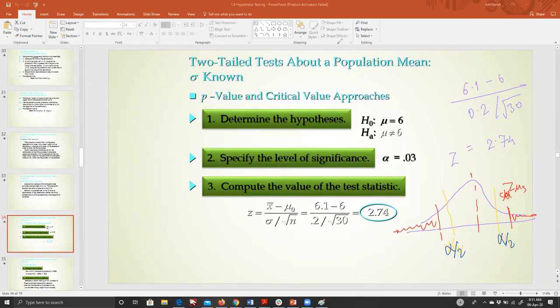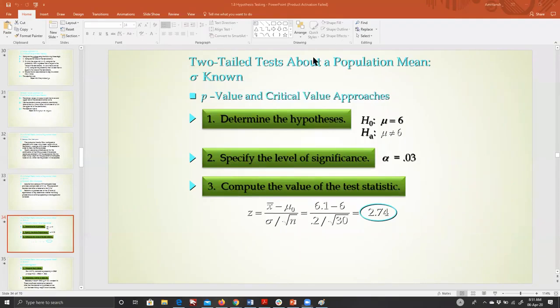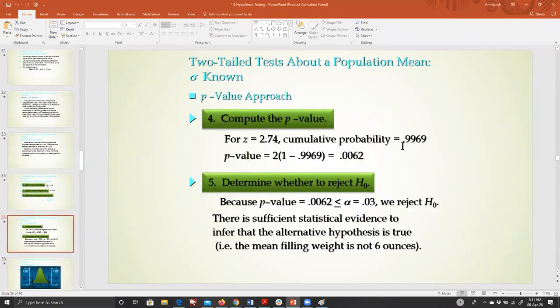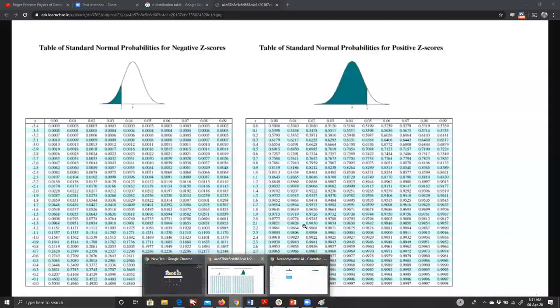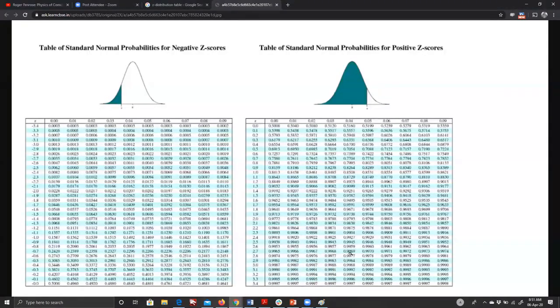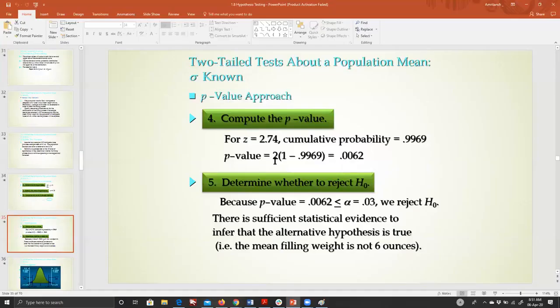So how would you get the p-value approach? Again, you need to calculate one of them, of course. For 2.74, you get the cumulative probability as 0.9969. You can refer to the table. Okay, 2.74, 74 is 9969. And then for getting the p-value exactly, it has to be done as 2 into 1 minus 0.9969. You understand why we are doing this step?